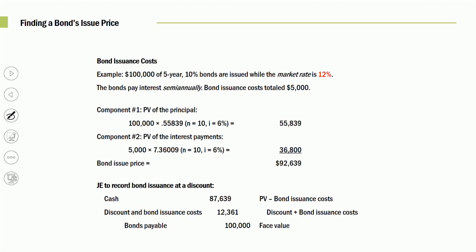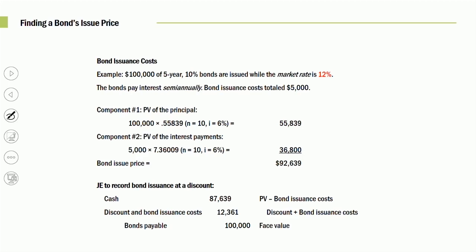My bond payable is still what amount? $100,000. But now my discount consists of two items, the discount and the bond issuing costs. So that ends up being $12,361 as my discount.